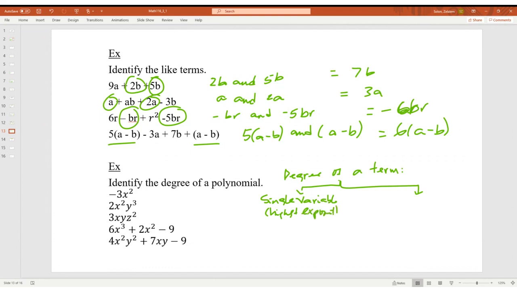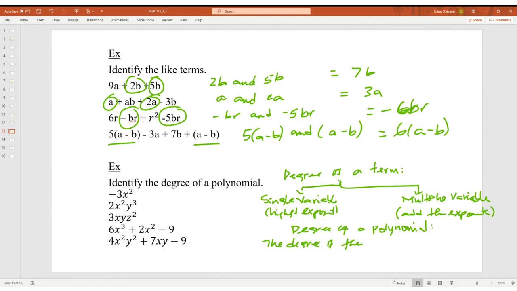If you have multiple variables, you add the exponents. Okay, now this is just the degree of a term. Now, to find the degree of a polynomial, it is the degree of the term with the highest exponent.